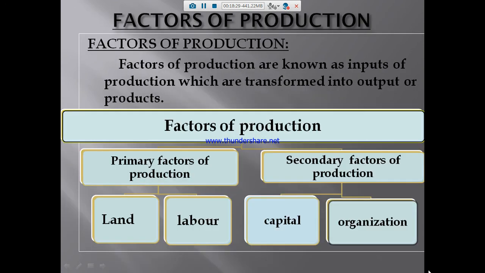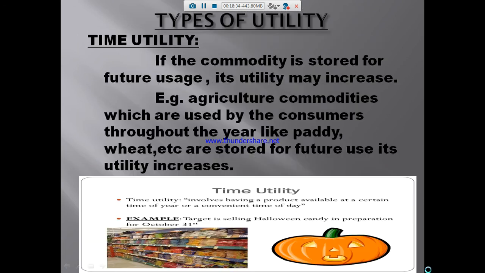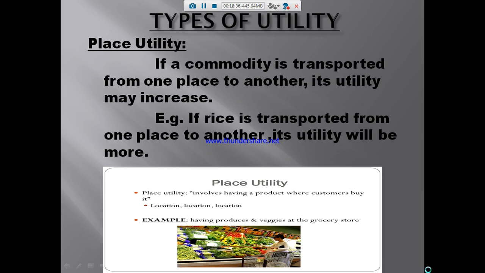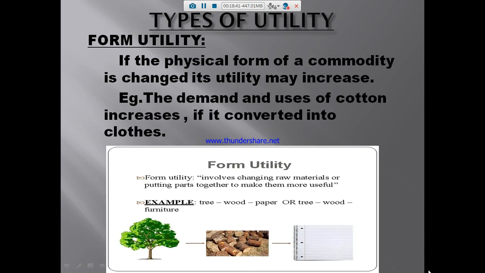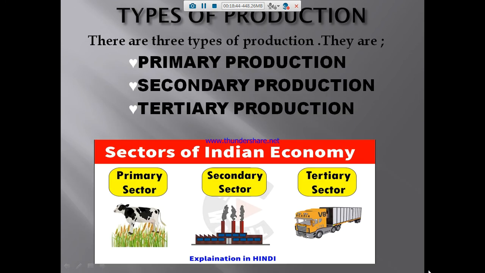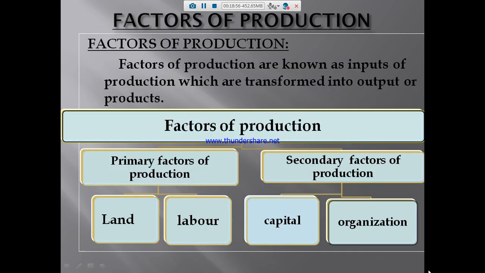So whatever we have seen about the factors of production: we have 3 types of utility, form utility, time utility and place utility. After that, types of production, we have 3 types: primary production, secondary production and tertiary production. After that, we saw the factors of production. Factors of production are known as the input of production, that means they are transformed into output or products.